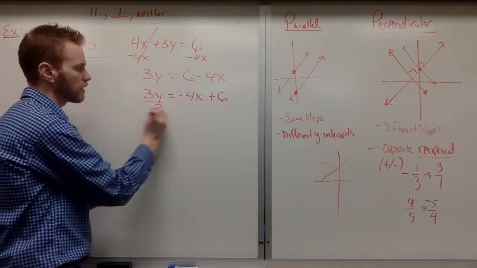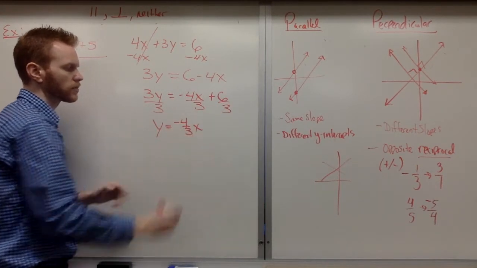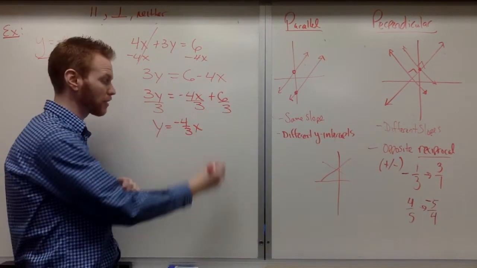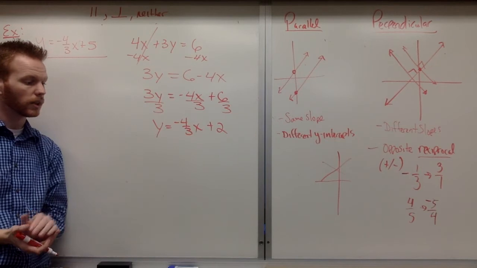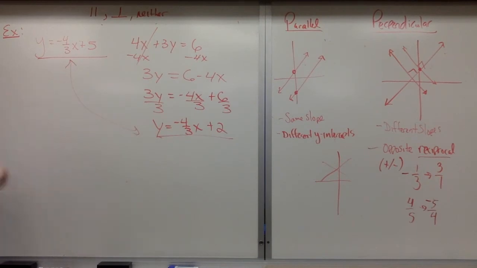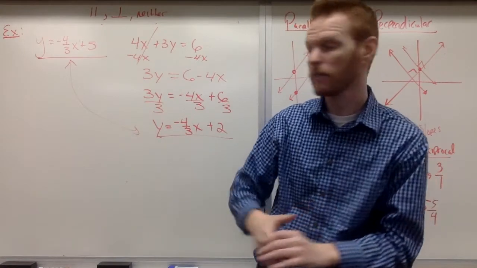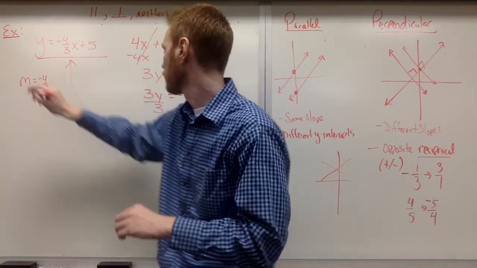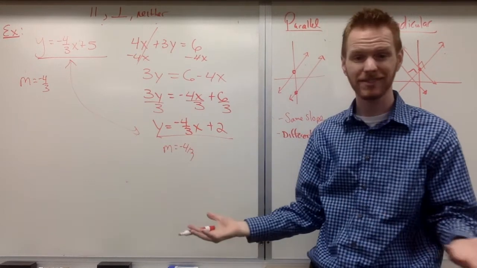My last step, divide everything by 3. y equals negative 4/3 x. That's what this first part's telling me. Now, the second part, 6 divided by 3, gives me a 2. Now, let's compare these. Remember, the slope is always next to the x. So the slope for this one is negative 4/3, and the slope for this one is also negative 4/3.